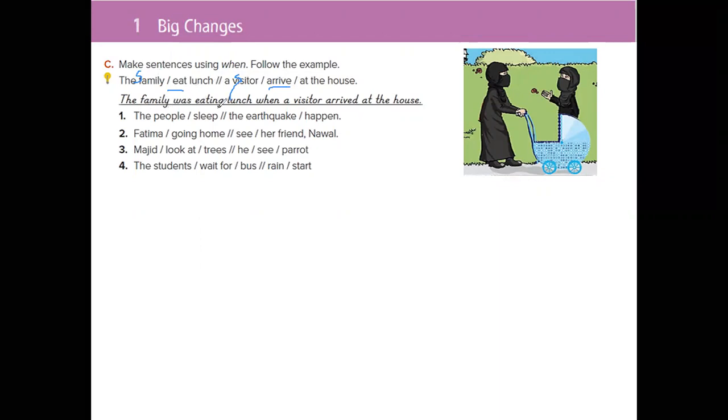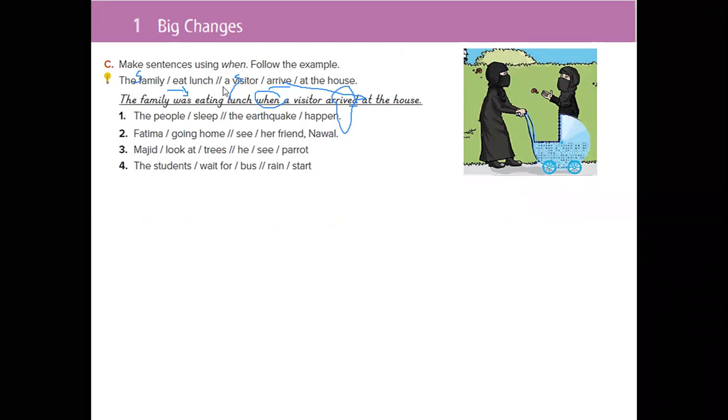The family was eating lunch when a visitor arrived at the house. The first verb eat, change it into past progressive tense. Was eating. We use was because the subject is singular. The family was eating lunch when. What about the second verb arrive? It's changed into past form. Arrived. It's regular verb, so we will add ed. Ed. Okay?